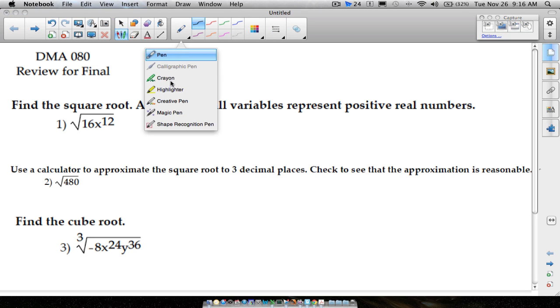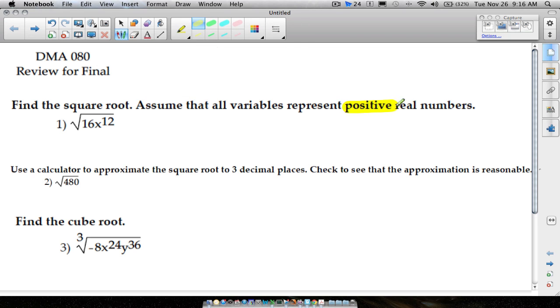Since the variables represent positive real numbers, we don't have to worry about any absolute values if we were taking even roots. So straight to the problem, the square root of 16x to the 12th. That is going to be equal to 4x to the 6th. And we don't have a square root left over.